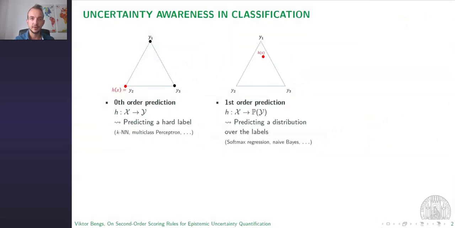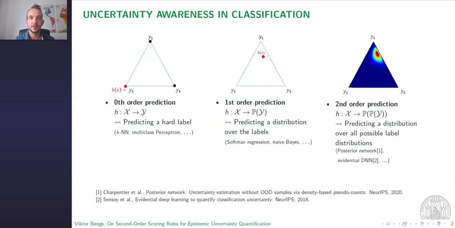The next order of uncertainty awareness is by making predictions in the form of a probability distribution over the labels. So the idea is to take uncertainty regarding the random outcome of the label into account. In the three class, three label example we see here, the prediction corresponds to a point in the 2-simplex, which is then consequently a distribution over the three labels.